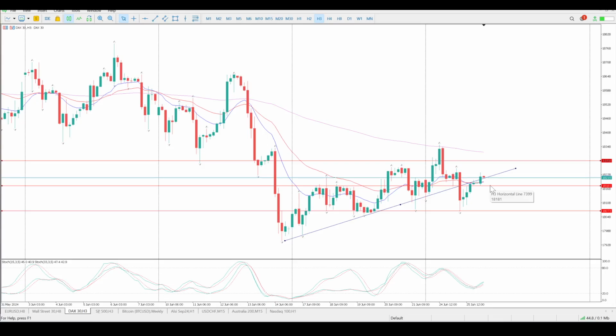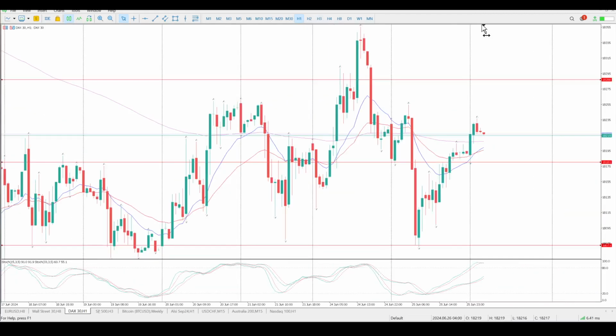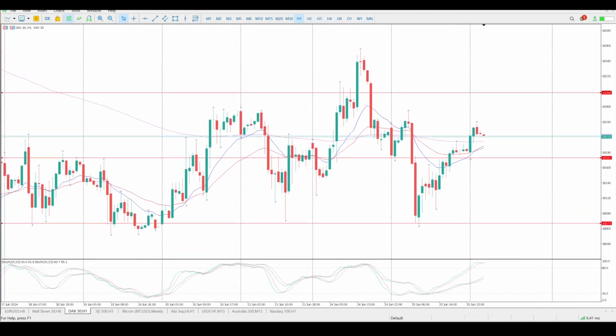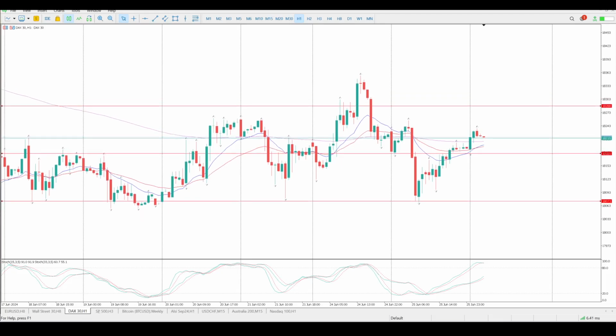18,181. So now with that level in, you can see it's more of a range. If I delete this, you see it's flipped itself into a range. So that's kind of the way that I'm going to be looking at this, and I don't like ranges, so we're going to have to break structure to the upside or the downside before I even start looking at this.